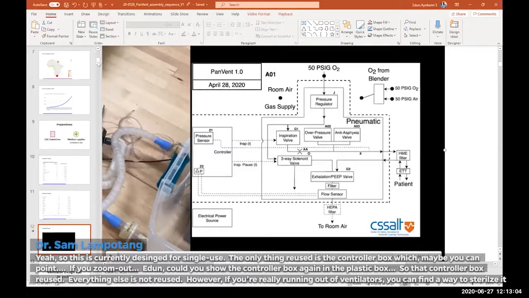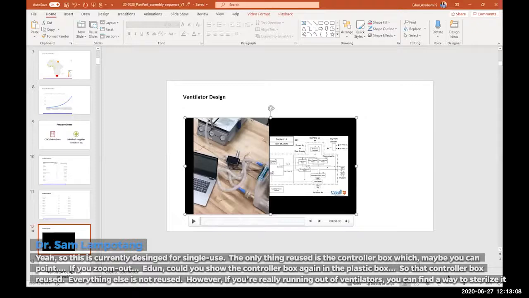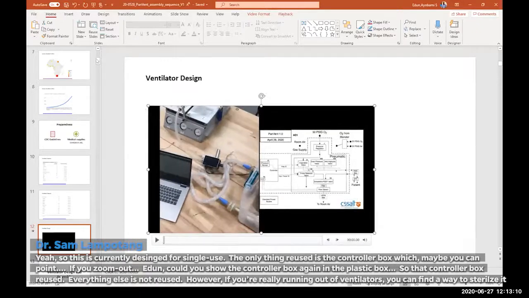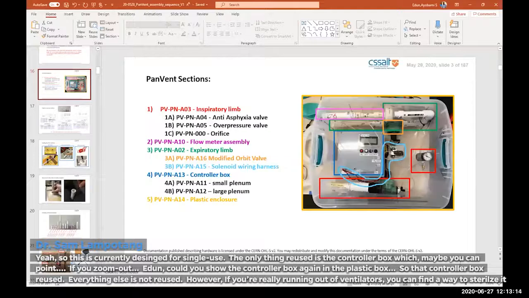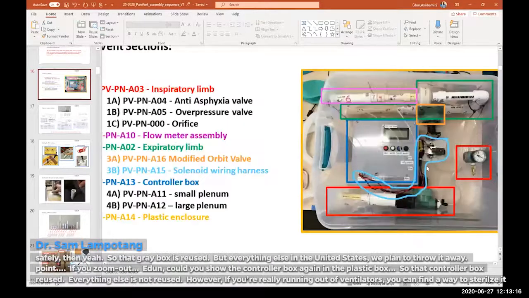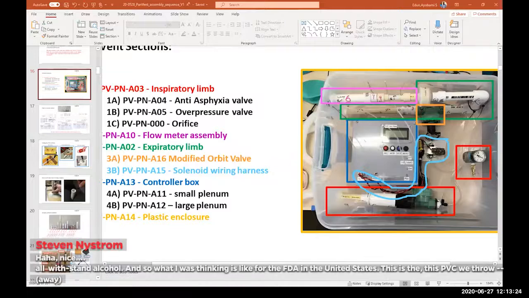So that controller box is reused. Everything else is not reused. However, if you're really running out of ventilators and you can find a way to sterilize it safely, yeah. So that gray box is reused, but everything else in the United States, we plan to throw it away.